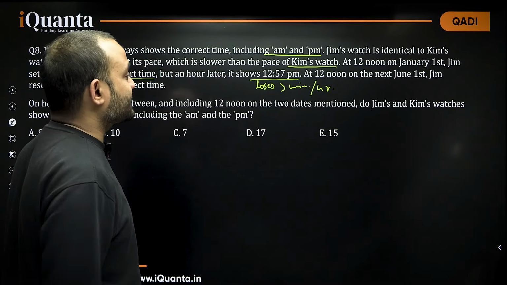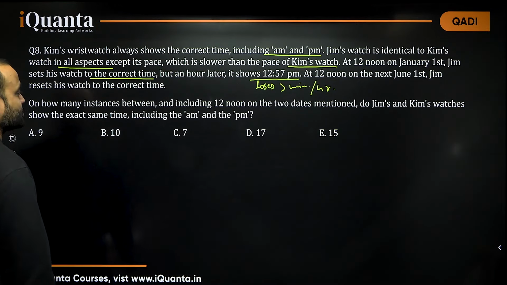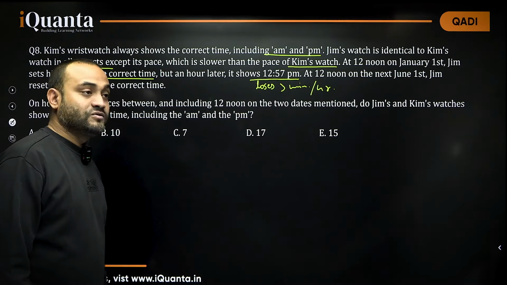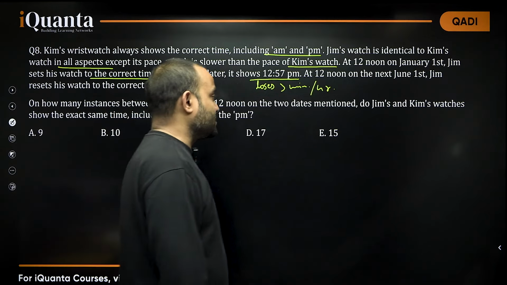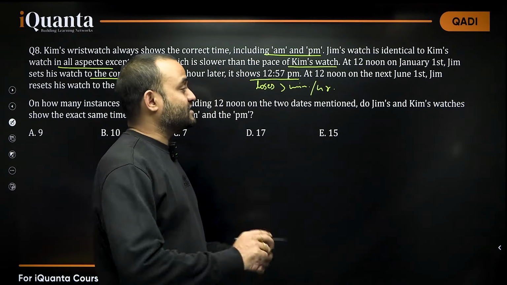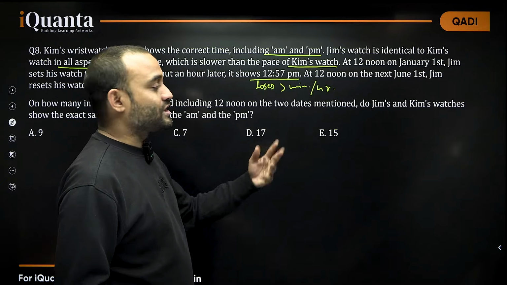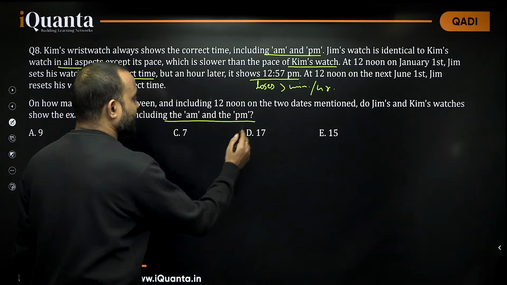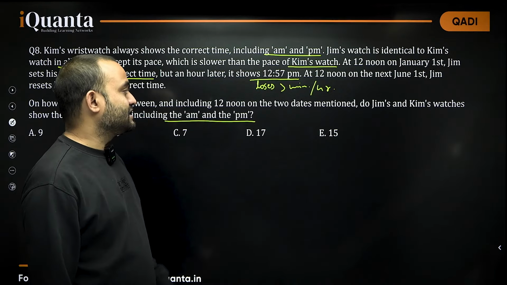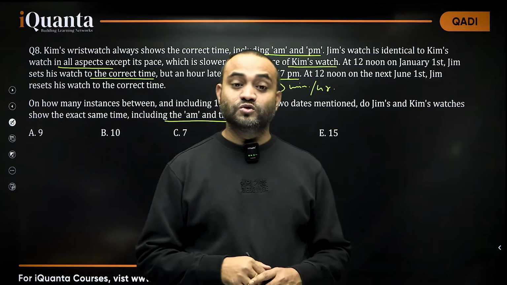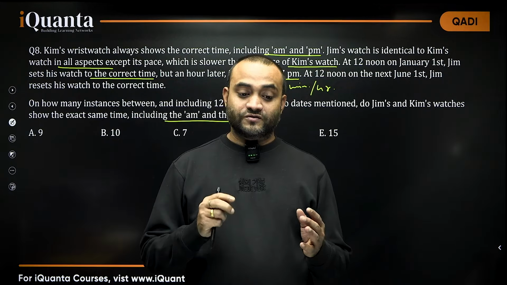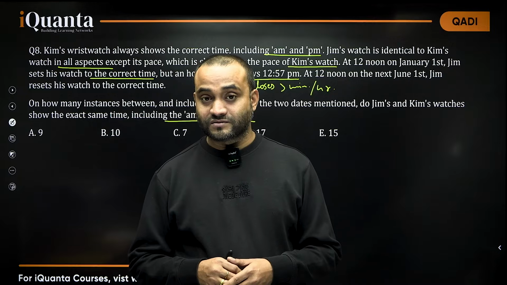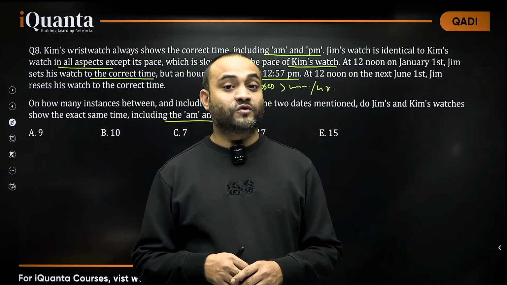At 12 noon on the next June 1st, Jim resets his watch to the correct time. On how many instances between and including 12 noon on the two dates mentioned, means we need to include 1st January as well as 1st June when he resets that. So 2 already. Jim's and Kim's watches show the exact time including AM and PM. So basically Jim's watch loses 3 minutes per hour, right? So it will lose 6 minutes in 2 hours. In 24 hours, it will lose 72 minutes, correct? So in 2 days, it will lose 144 minutes.